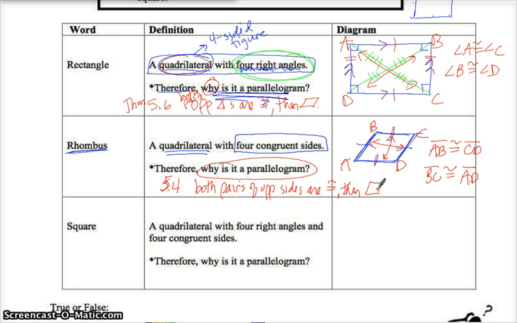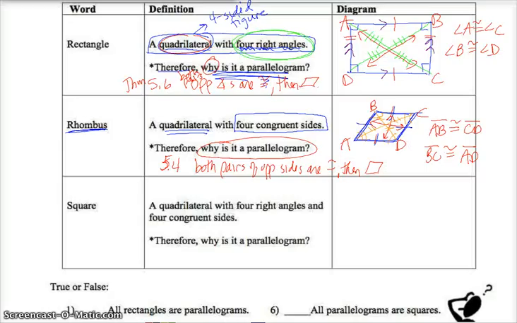Okay, so what do we know from there? Then you know that angle B is congruent to angle D, angle A is congruent to angle C. We know that their diagonals bisect each other, right? So there you go. We already said opposite sides are congruent to each other, and then we also know that opposite sides are parallel to each other.